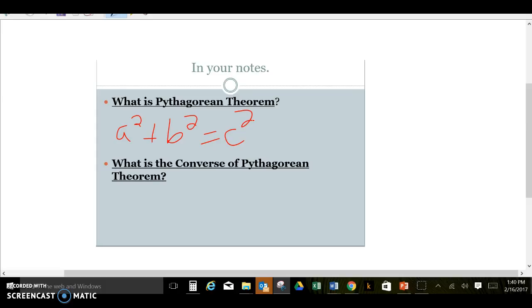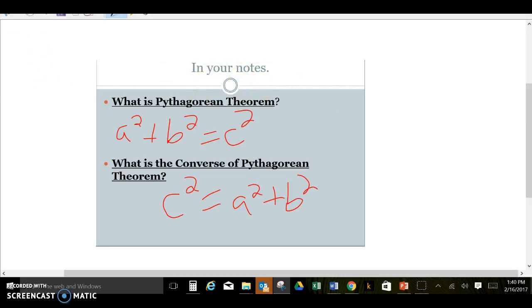Okay. Now the converse of the Pythagorean theorem is just taking that Pythagorean theorem and writing it backwards. So instead of writing it a squared plus b squared equals c squared, we're going to write it c squared equals a squared plus b squared. And you're going to see why I'm doing this in a sec. But it's going to help us determine what kind of triangle we're looking at.